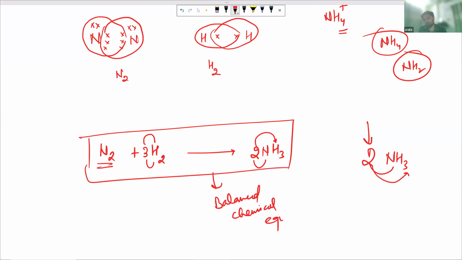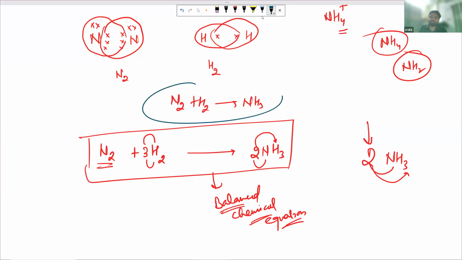We are always recommended to write the balanced chemical equation when writing a chemical equation. If you are not balancing it, like writing N2 plus H2 gives you NH3, it will be considered, dear student, a skeleton chemical equation, or we call it an unbalanced chemical equation.